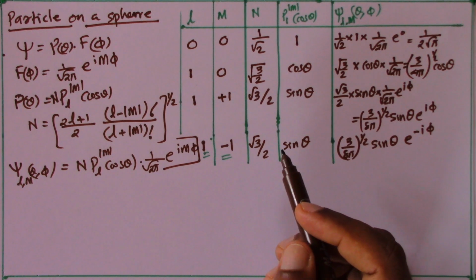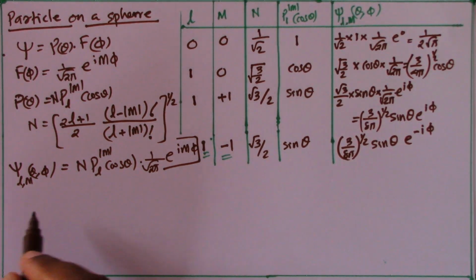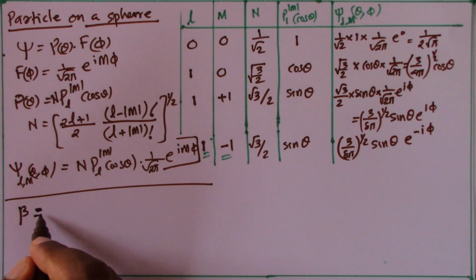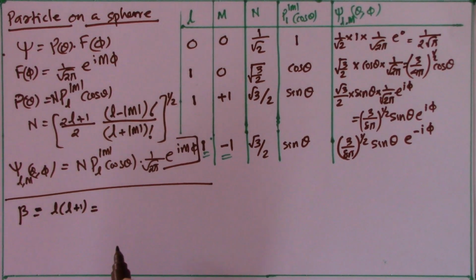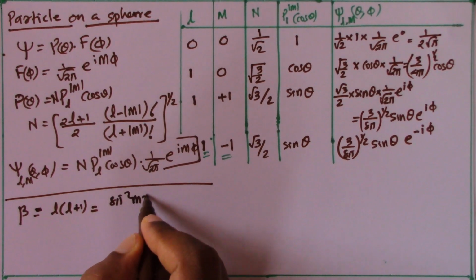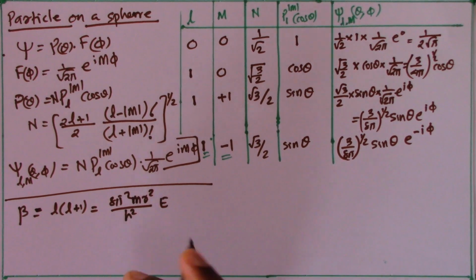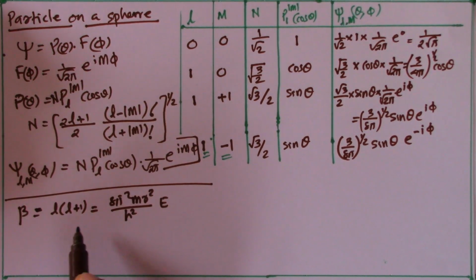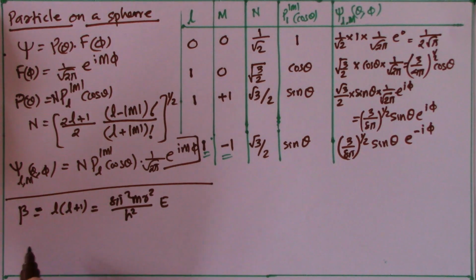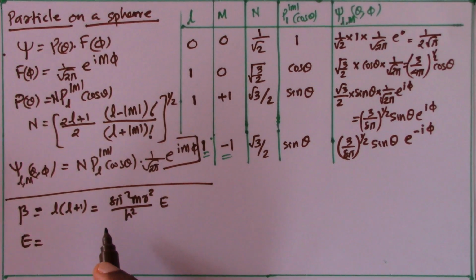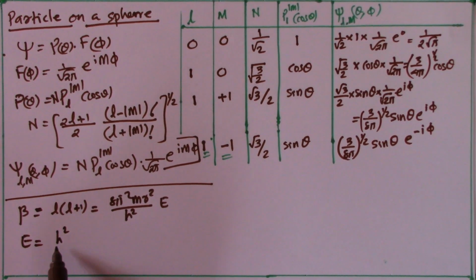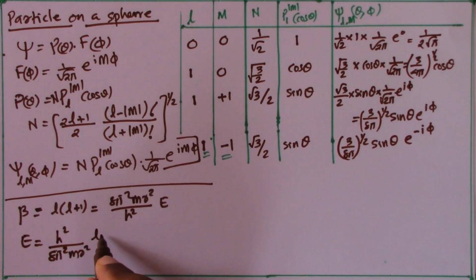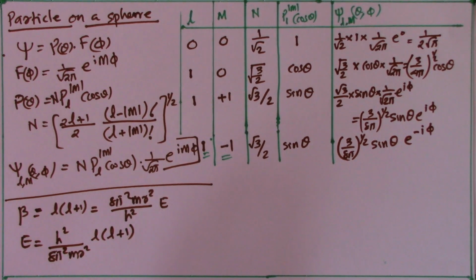We have learned already, when we were giving the expression for beta, that beta is equal to L into L plus 1, which is equal to 8 pi square m r square divided by h square into E. We have already learned this. From this beta expression we can get an expression for E. Therefore E is equal to h square divided by 8 pi square m r square into L into L plus 1. This is the expression for energy.